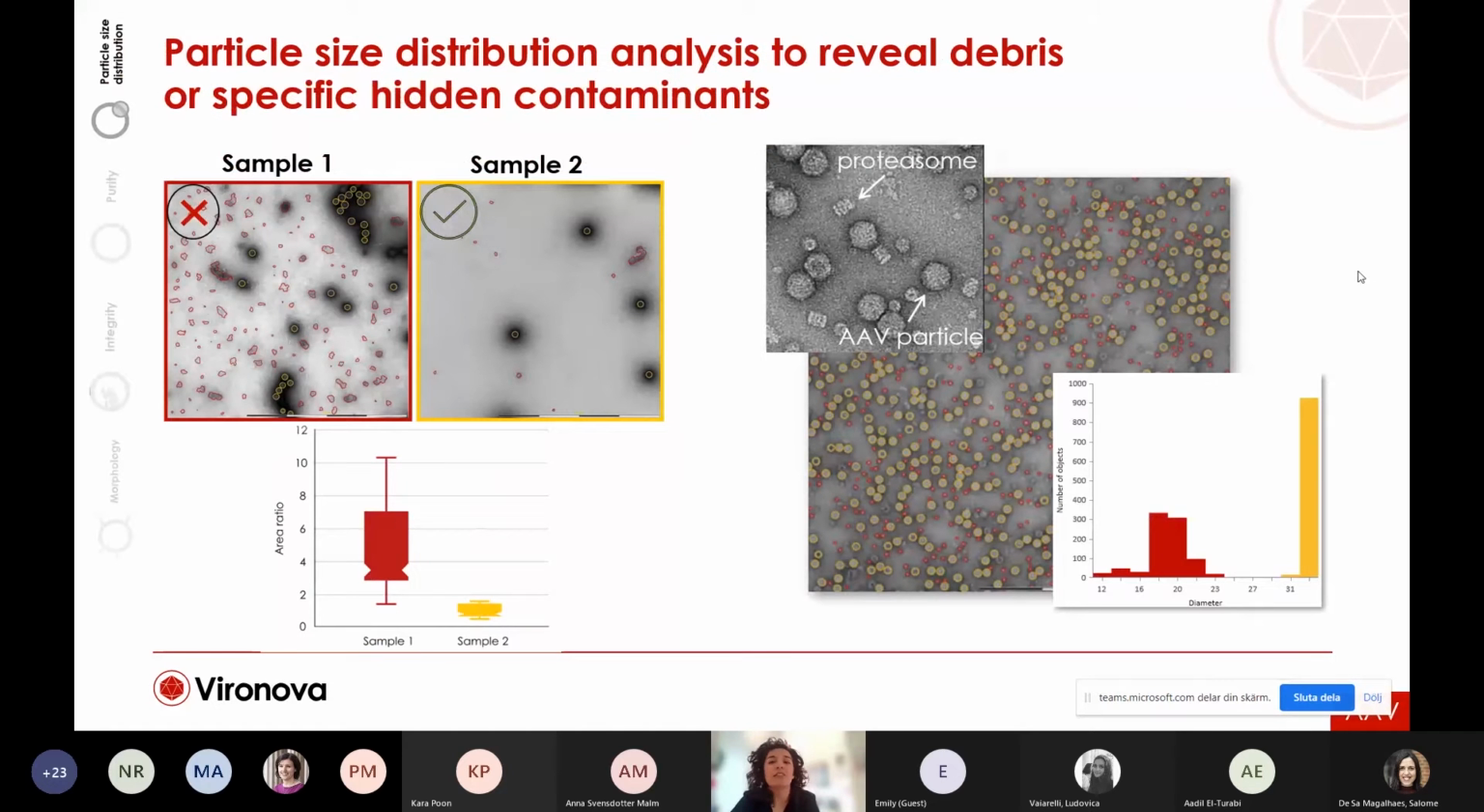So for particle size distribution, what do I mean? Well, you can potentially pick up or look at what debris you have in your sample. That's your sample here to the left, where you can compare the amounts of debris in one sample versus another. You can also potentially pick up some specific hidden contaminants. Here we can see some proteasome contaminants in an AAV sample.